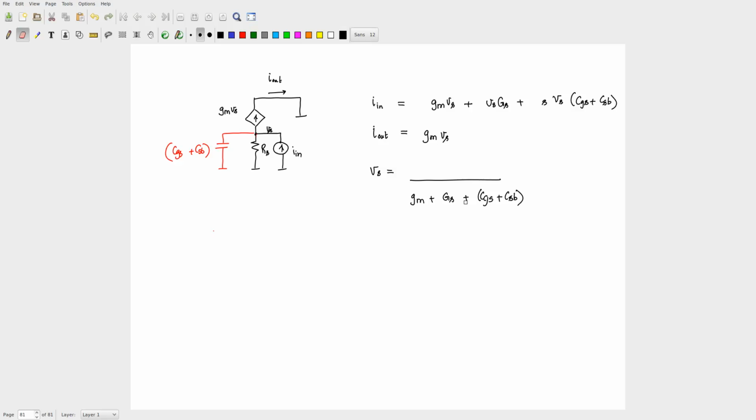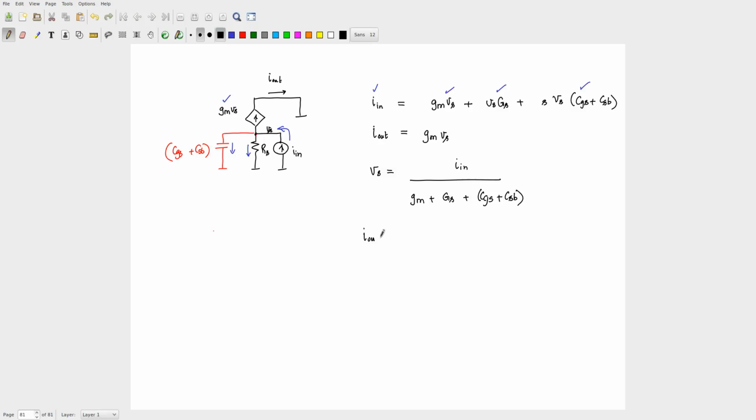Why Gm Vs? Because In is entering here, right? Look at this current. This current is entering, that is your In. And what are the currents leaving? Gm Vs, Vs by Gs, and s Vs into CGS plus CSB, right? And then you have I out is nothing but Gm times Vs. So from this equation you work out what is Vs in terms of In, right? So I was writing it correctly only. Vs in terms of In is this, and your I out is Gm Vs.